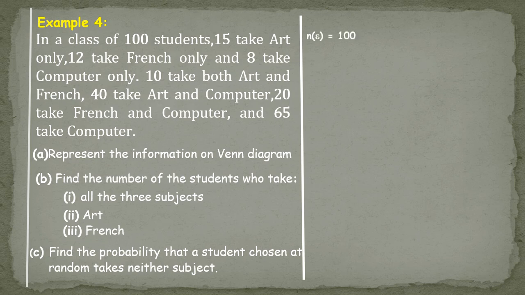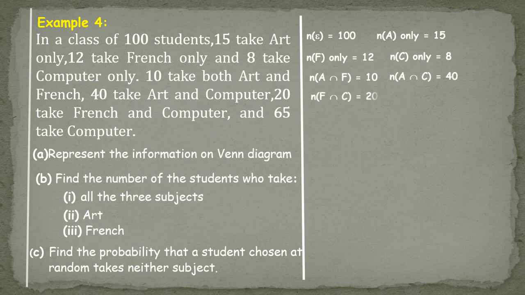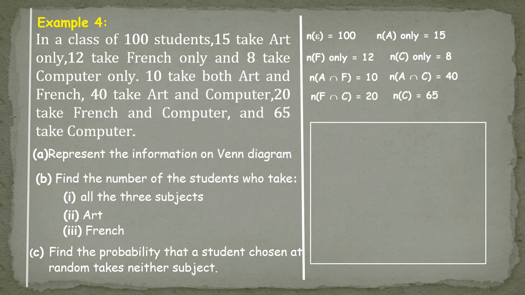So number in the universal is 100. Number of A only is 15. Number of F only is 12. Number of C only is 8. Number of art and French is 10. Number of art and computer is 40. French and computer. So we summarize and draw a Venn diagram for it.